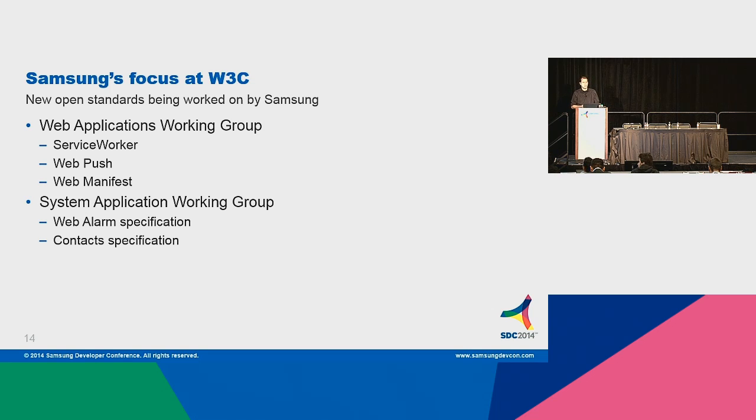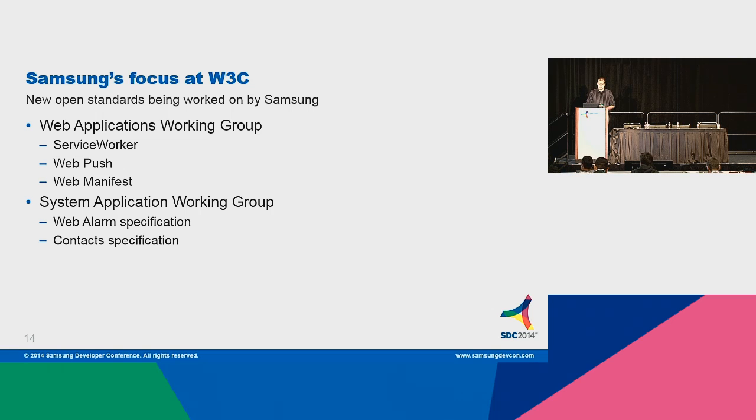In terms of our focus for standardization, we are largely involved in two working groups, the web application working group and the system application working group. The web application working group is really trying to focus on web applications, not so much on document authoring. So these upcoming specifications like service worker, web push, and web manifest are really filling the gap between native and web.